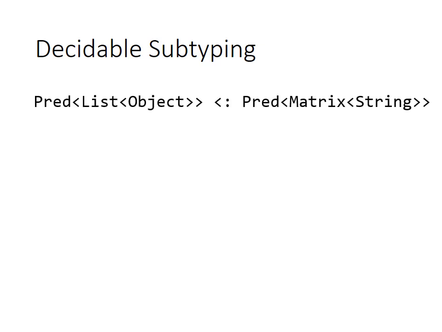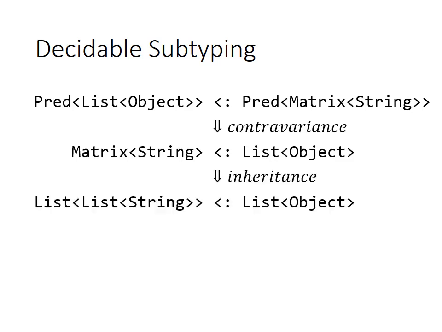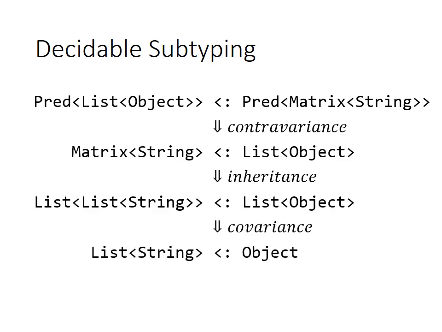So let's check that. We have two predicates, those are contravariant, so we apply contravariance to recurse on the type arguments on swapped sides. Now we apply inheritance to express the matrix in terms of nested lists. Then we have two lists, so we can apply covariance. Now we need to check whether list of string is a subtype of object, and that is true for any type, so we're done. But notice that there are two different kinds of rules that we apply here.